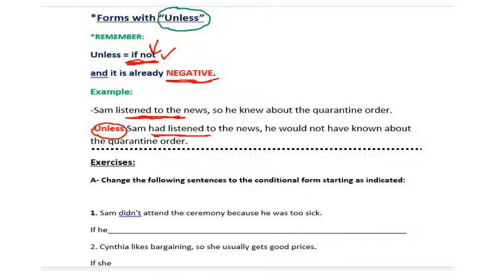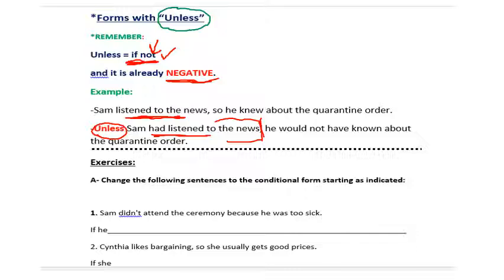Unless Sam hadn't listened to the news, that's wrong. That would be a double negative in the same clause, which is wrong. It would be illogical. So unless Sam had listened to the news, meaning if not, if Sam hadn't listened to the news, he would not have known about the quarantine order. So always when you have unless, replace it, just like you do in math. Replace it with if not and continue. Okay, and don't put two negatives in the same part of the sentence, in the same clause.